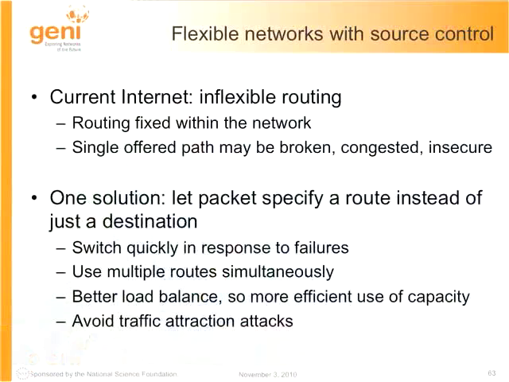You can use multiple routes simultaneously for critical traffic. You can achieve a better load balance since paths are selected on a much finer granularity. And it also makes traffic attraction attacks harder since routes can be based on observed performance.